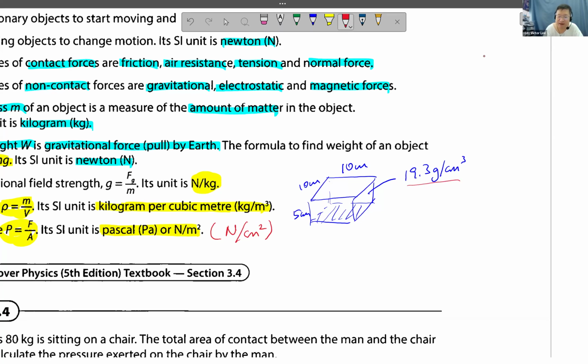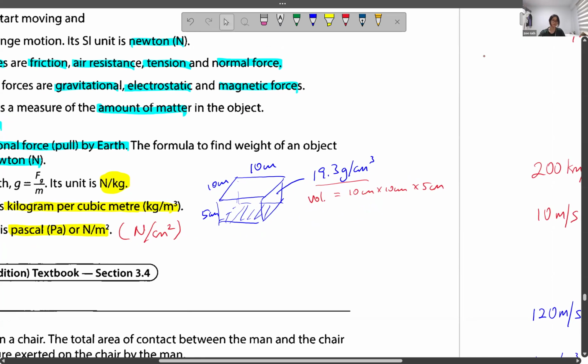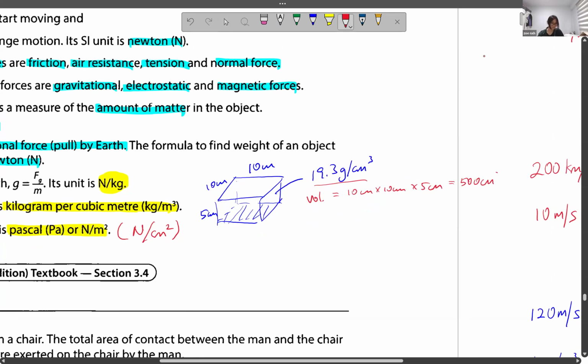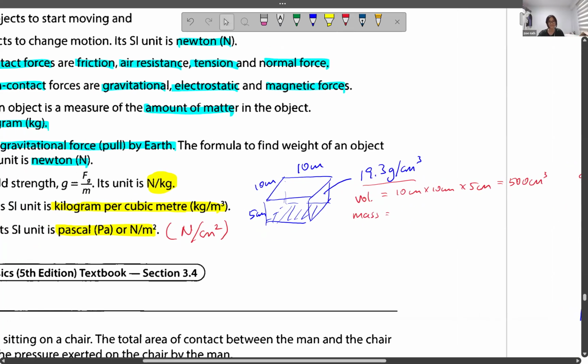All these are in cm. So first of all, I must find my volume. Volume equals 10 cm times 10 cm times 5 cm, and that gives me a volume of 500 cm cube, right? Can I find the mass? Formula: density times volume.